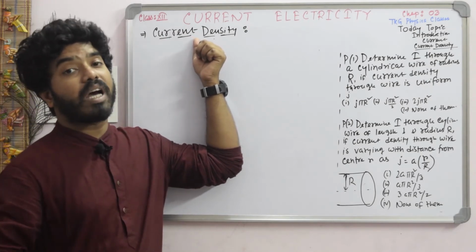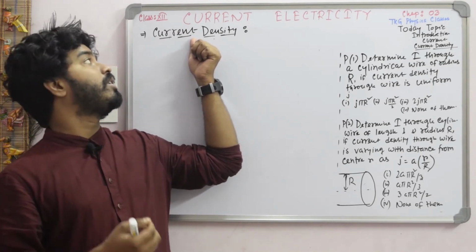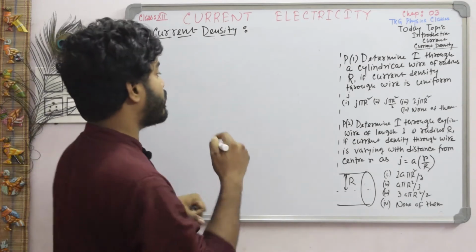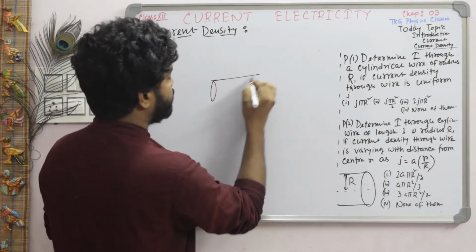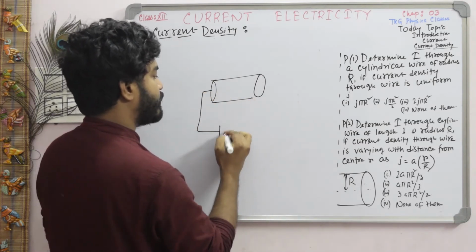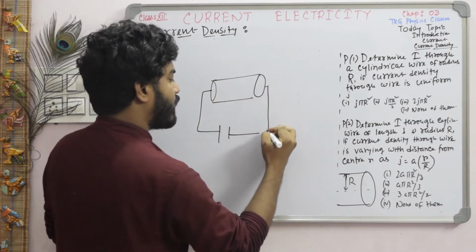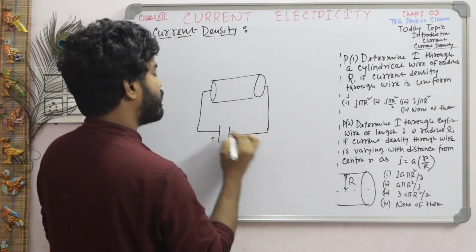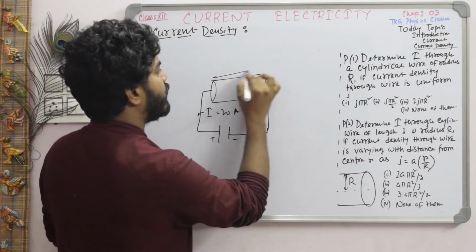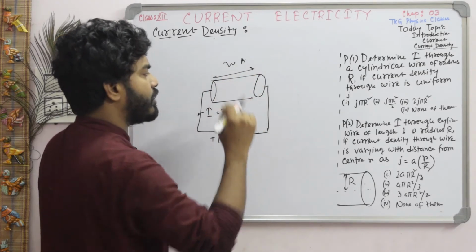Now, the second topic, students: you have to know about current density. Why do we introduce current density? What is the need for writing these terms? Suppose we consider a conductor connected to a battery, and the current flowing through this conductor is I equals 20 ampere.